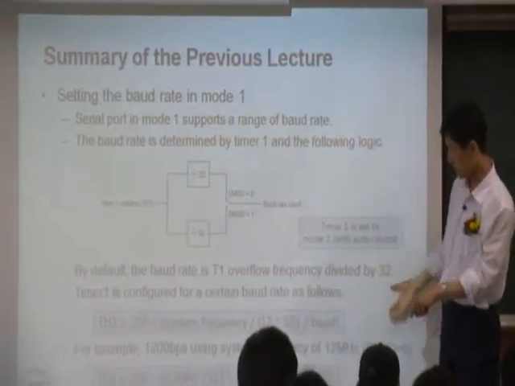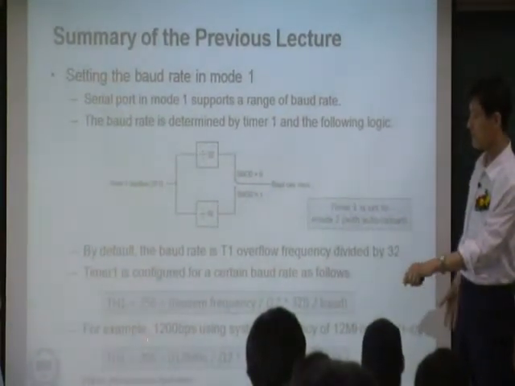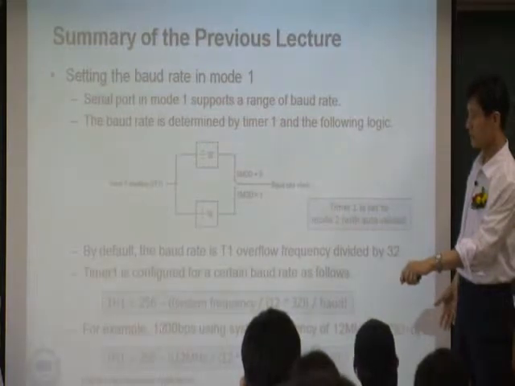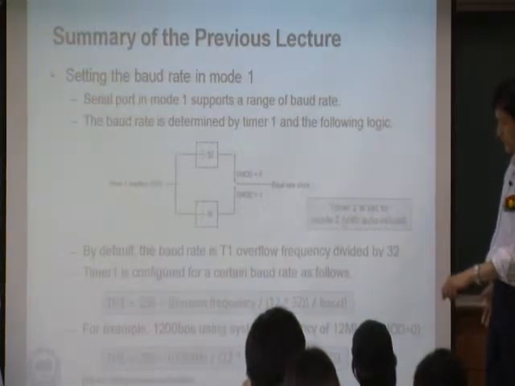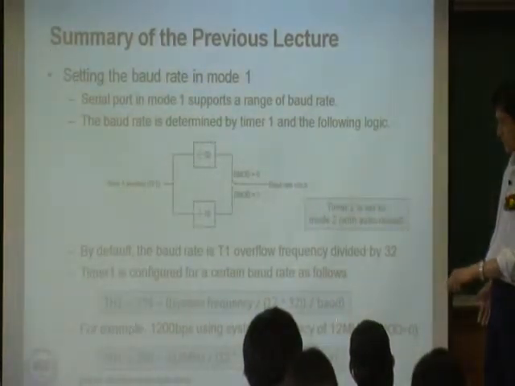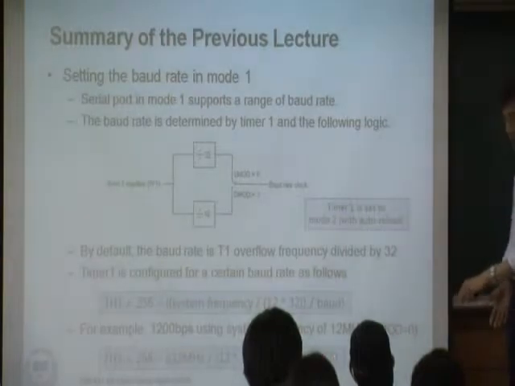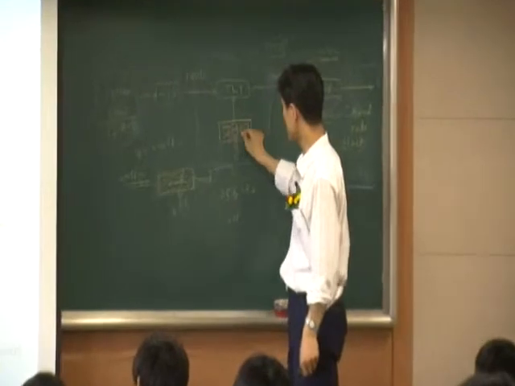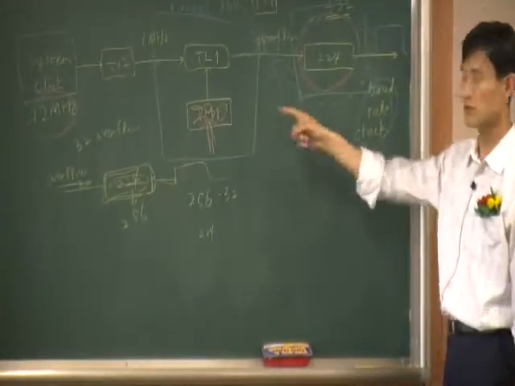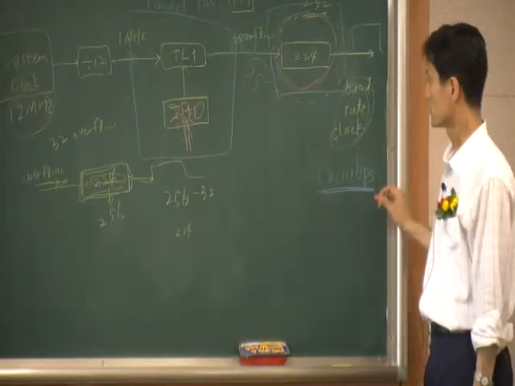So mathematically, this is how you calculate it. As an example, if we want a 1200 bps baud rate, then put this 1200 bps right here. And since we use a 12 megahertz system clock, put that in here, and simply calculate this one, we get 230. So this 230 is the value that you want to program here. That's what you want to do.